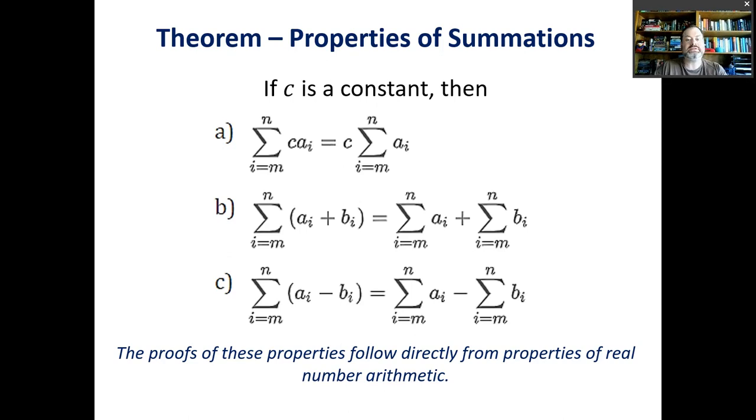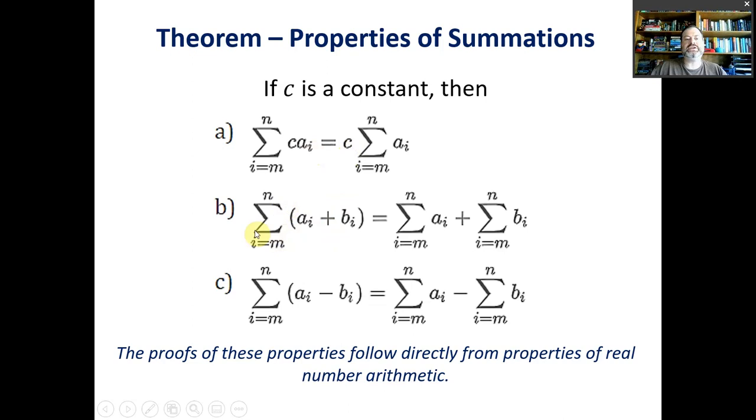look this stuff up. It's in the textbook, because you have to be able to use these things to move forward. So it's like a special kind of algebra, right? It's algebra with sums. So how do we interpret these things? This is saying the sum of a constant times your terms, that you can pull the constant out. That should be clear, right?